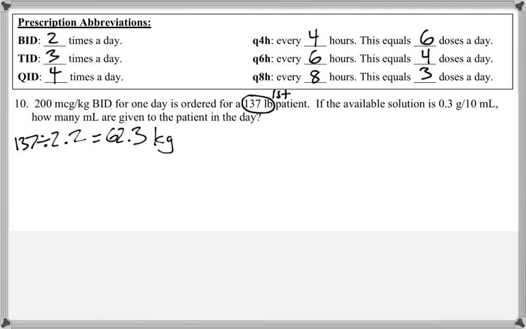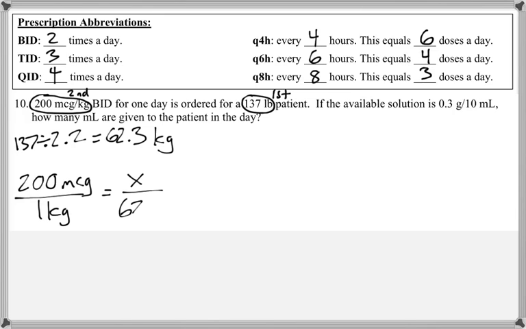Next, I want to find the rate that has the kilograms. That's going to be right here. And I want to solve this proportion. And we get 12,460 mcg.